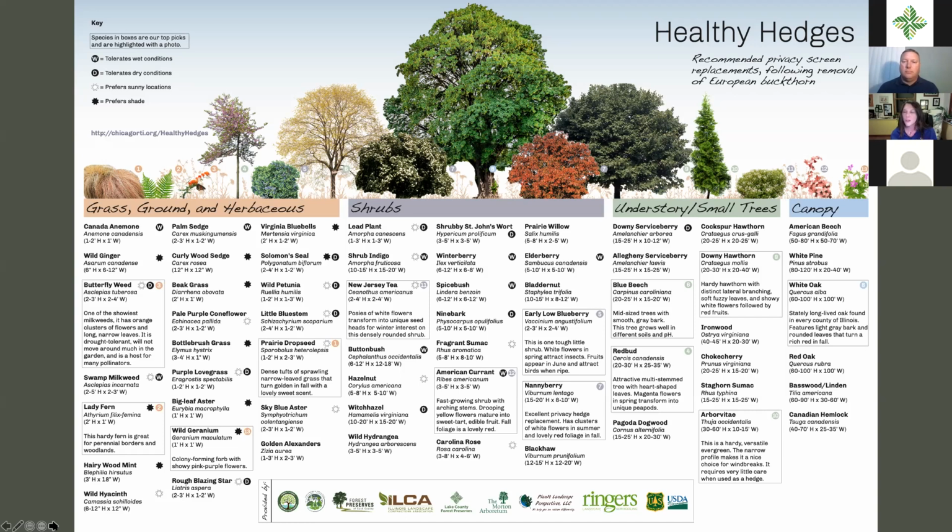Those tiny little green flowers and bright green leaves aren't what we all love. I personally love some red leaves and maybe some pretty conspicuous flowers in early spring. So the Healthy Hedges Guide is a great way to get started.